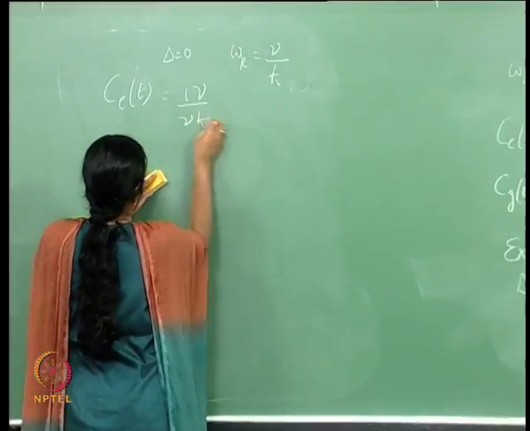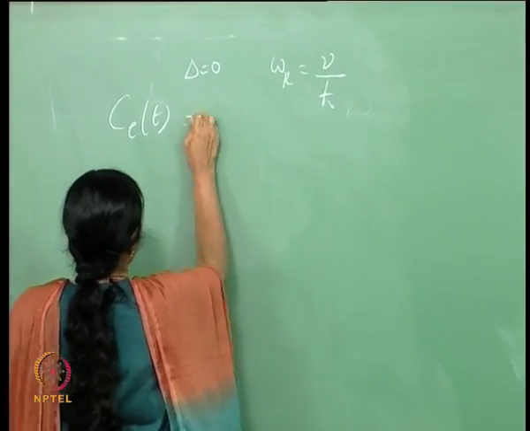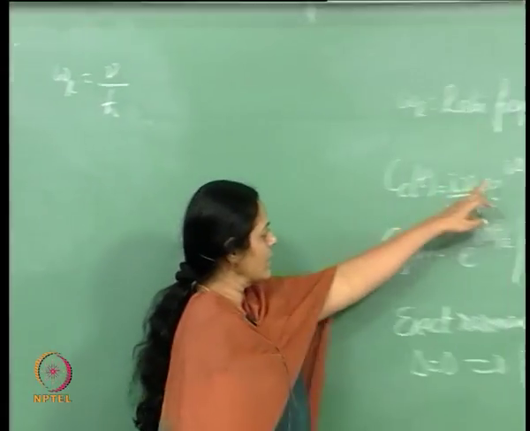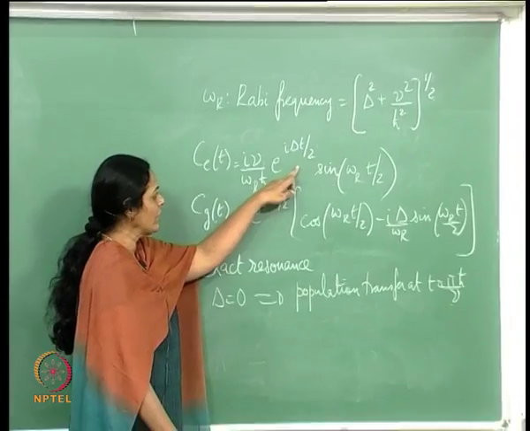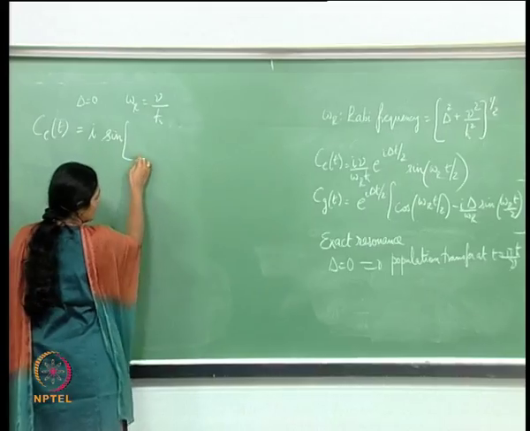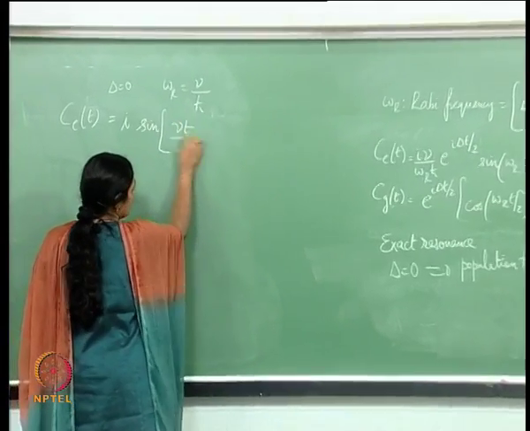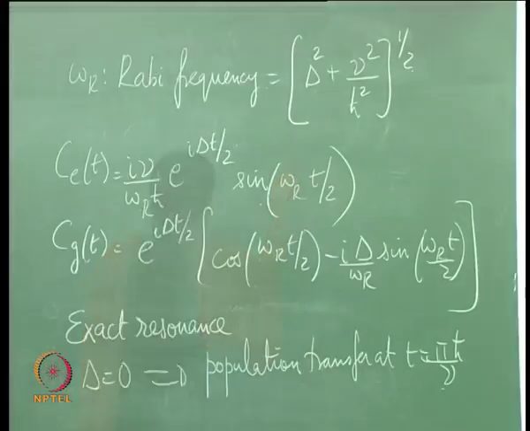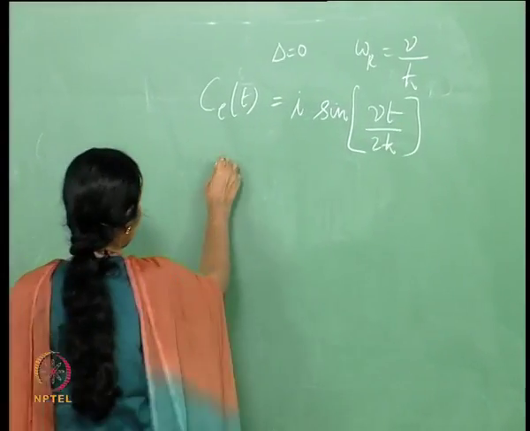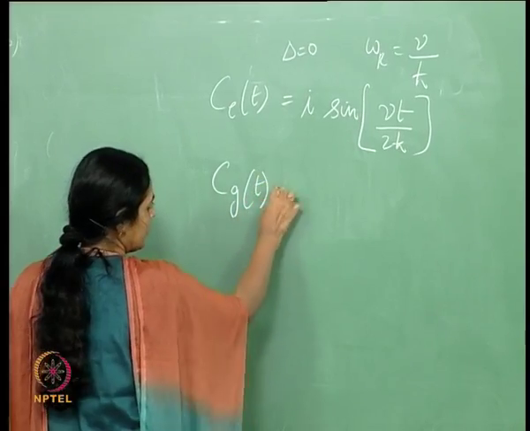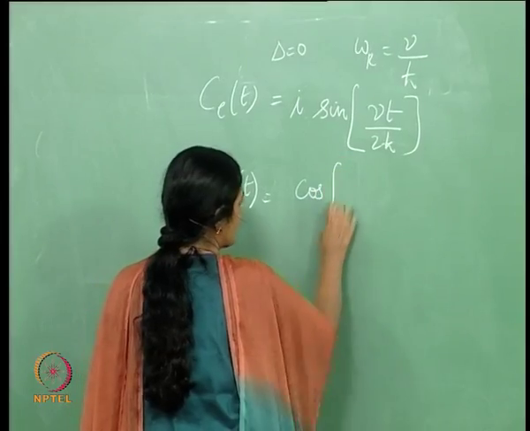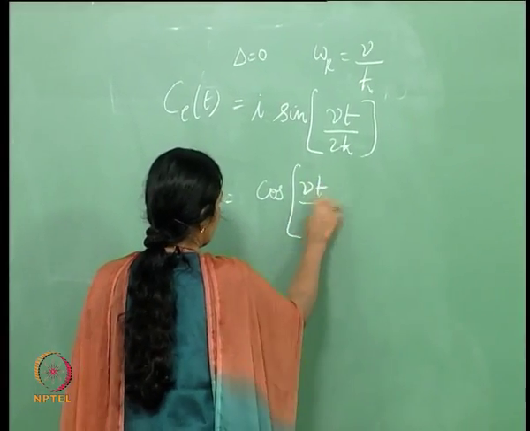So that too cancels out and I just have an I. Since delta is 0, this does not contribute, this is just unity sine omega r t by 2h cross. So that is nu t by 2h cross out there. And what about Cg of t? Cg of t is cos nu t by 2h cross.